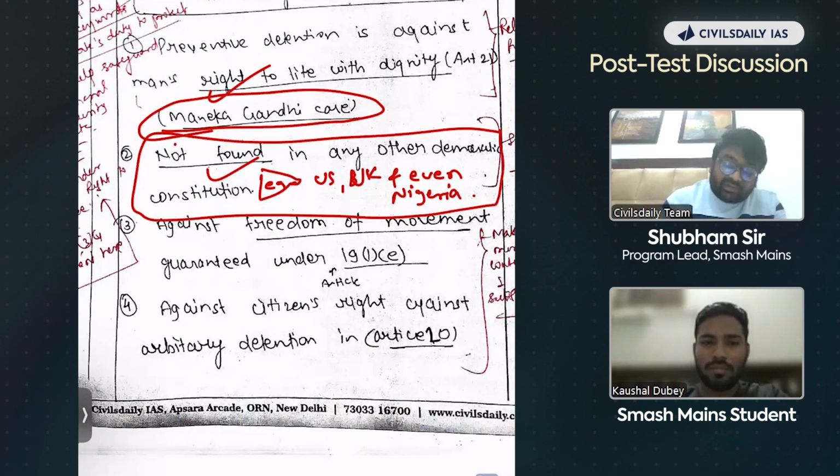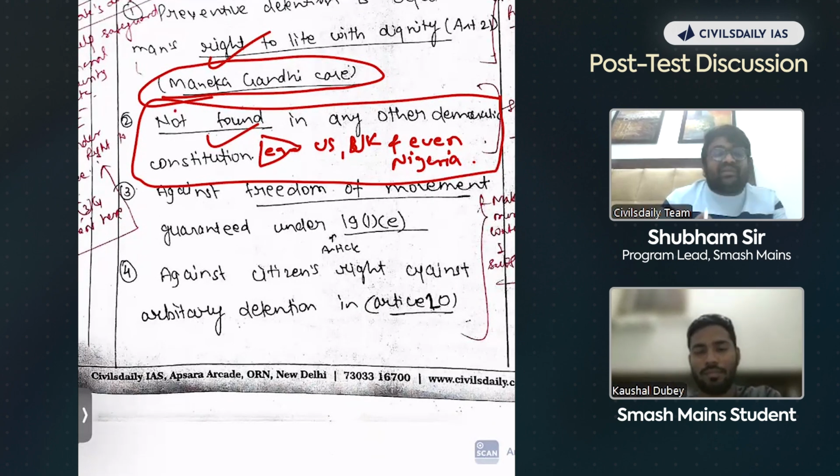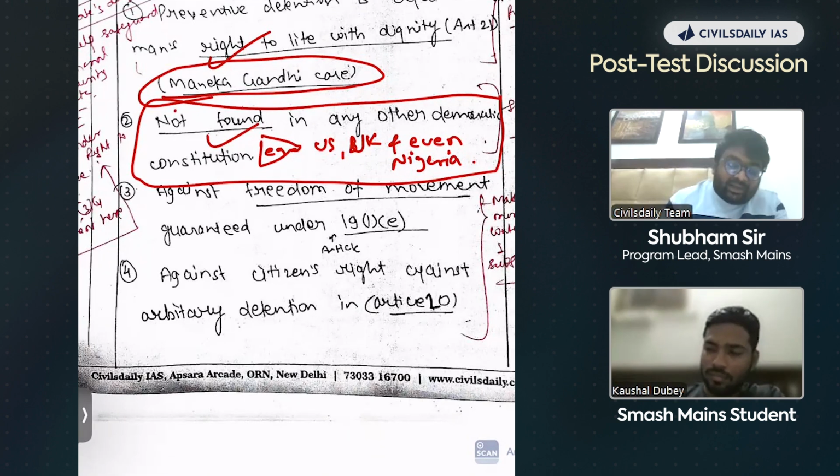This is the precision that I talked about. You should always try to substantiate your point using data or examples. Again, against freedom of movement, here also, chilling effect can be your subheading.